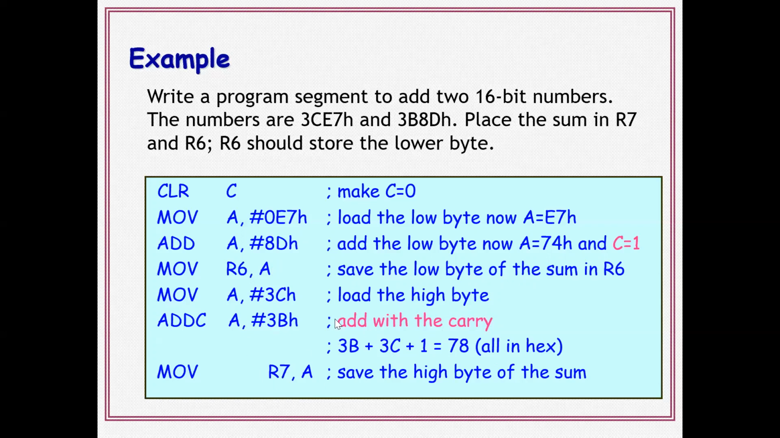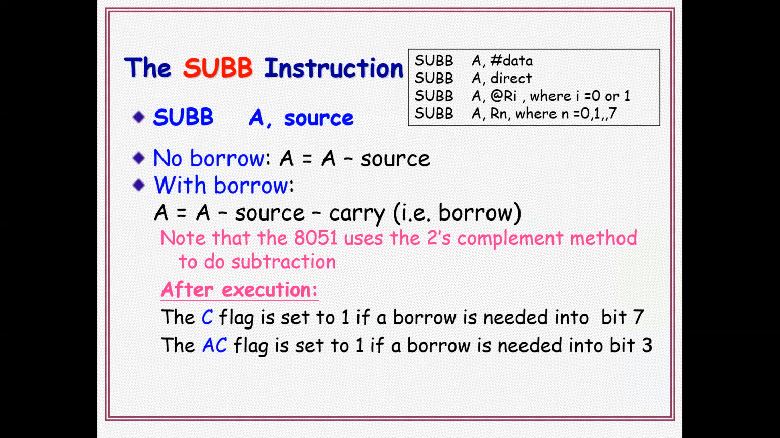So here, the requirement is that after completion of this program, the lower order byte of this addition must be loaded into R6. We already did that in the first step. And the second one, the higher order byte must be loaded into R7. That is also completed. So these are the examples for addition operations.